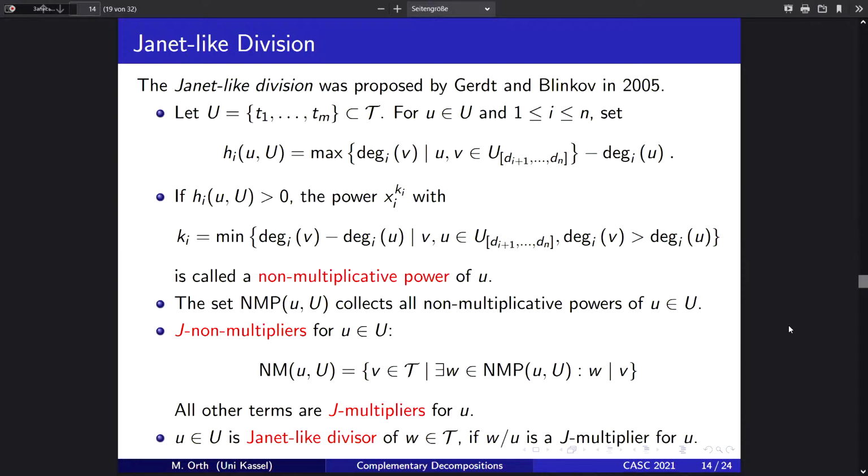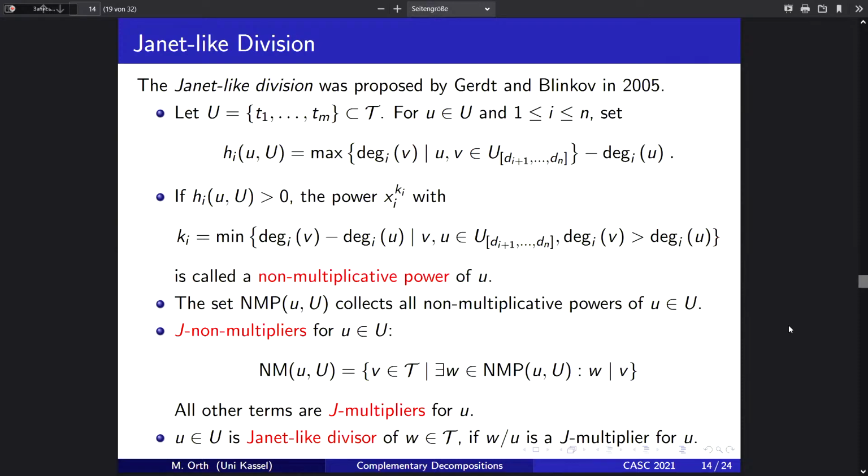This can be improved by the Janet-like division, which was proposed by Gerdt and Blinkov in 2005. It's no longer an involutive division in the strict sense, but it's a generalization of this concept in a certain sense. It's a technical construction. Again, you have a finite set of terms, capital U, and you look at a term, small u, in this set, and then you look at the multiplicative variables and the non-multiplicative variables.